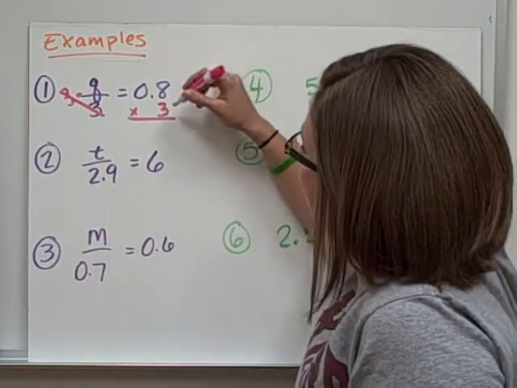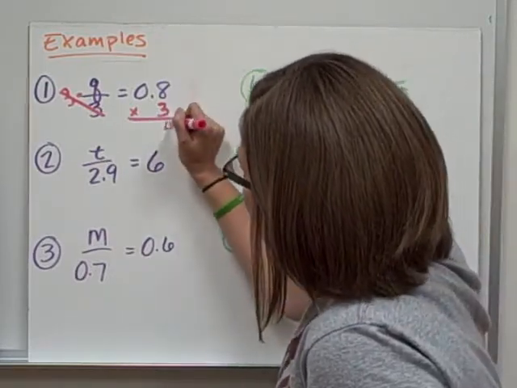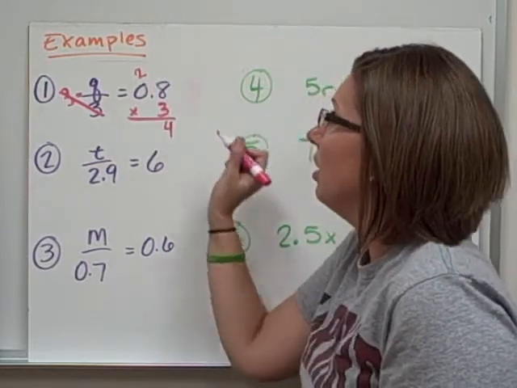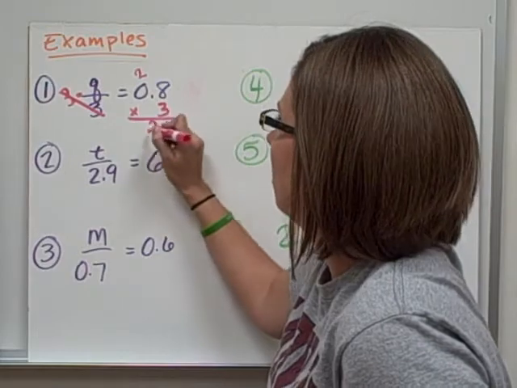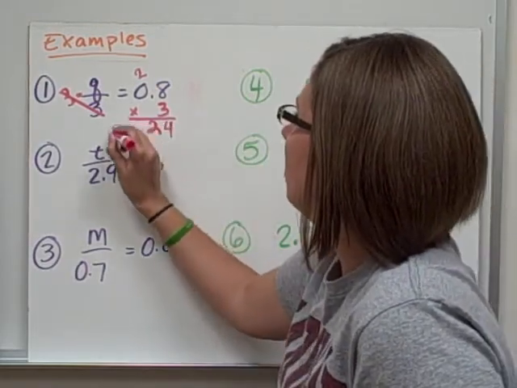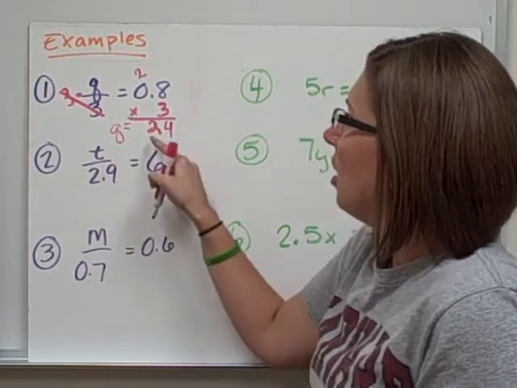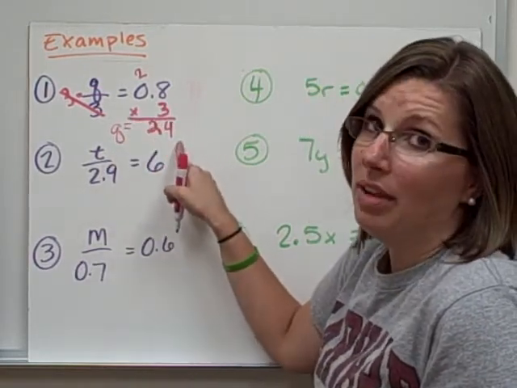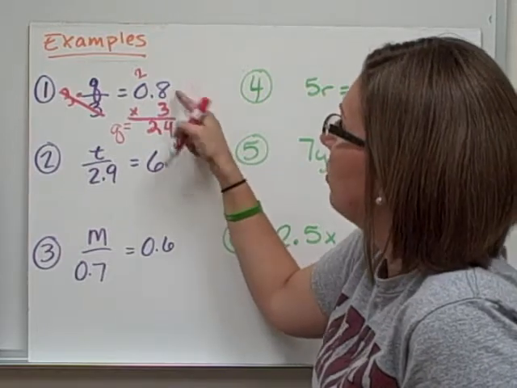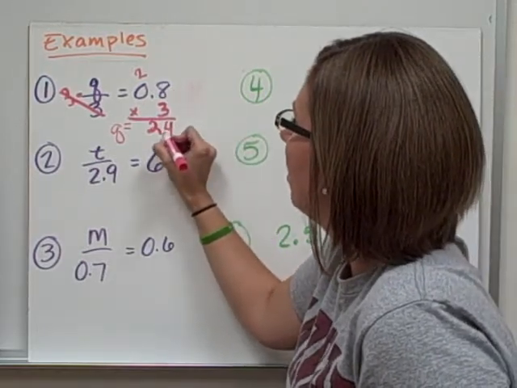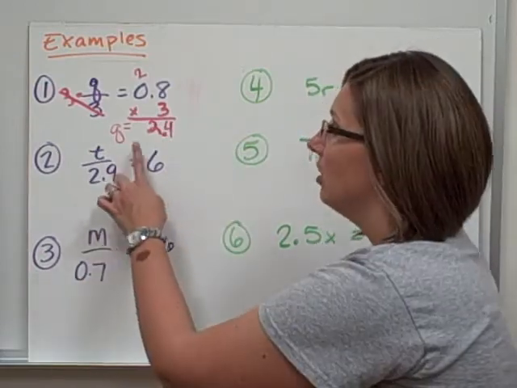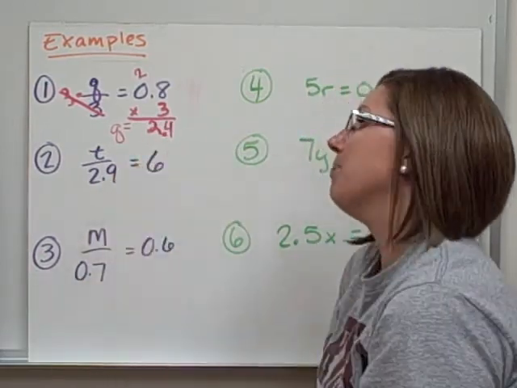Then I just multiply. 3 times 8 is 24. Carry the 2. 3 times 0 is 0. Plus 2 is 2. My answer is Q equals, and then this number, but I forgot something. I need to go back and count my decimals. I have one decimal place over here, so I move my decimal one place over in my answer. So Q actually equals 2.4.